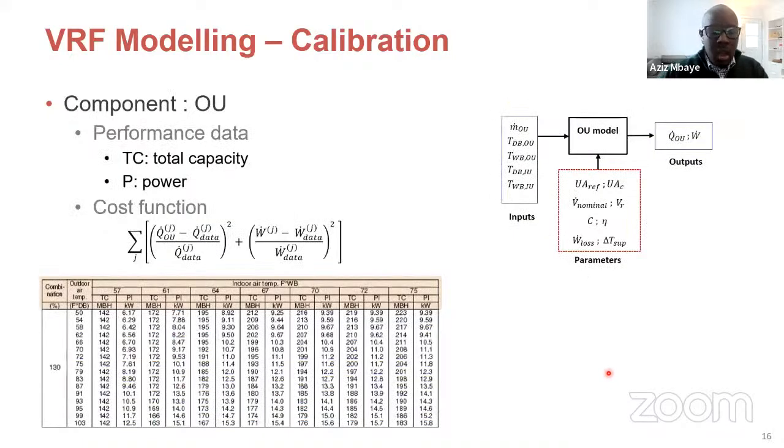As for the outdoor unit, the available manufacturer data are the total capacity of the system and the total power consumption, which takes into account the compressor electricity consumption, as well as the fan electricity consumption of the heat exchanger fan. The calibration procedure will identify eight parameters for the outdoor unit model, two parameters for the heat exchanger, and six other parameters for the compressor. The associated cost function for the outdoor unit is the sum of the squared error of the total capacity and the sum of the squared error of the power consumption.